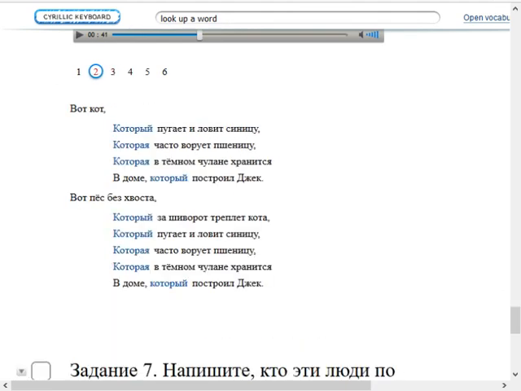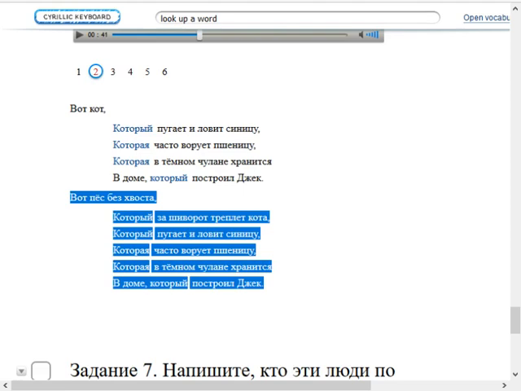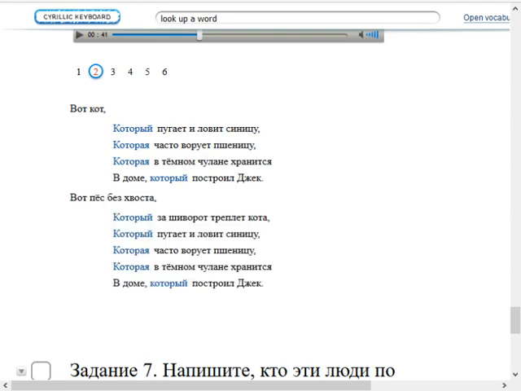Oh, it automatically advanced to the next one. So I'll try to read the translation of this quickly. This is the dog without a tail, who catches the cat by its collar, which scares the bird, which steals the wheat, which is stored in the closet in the house that Jack built. Yes, is this how the original English poem went as well?